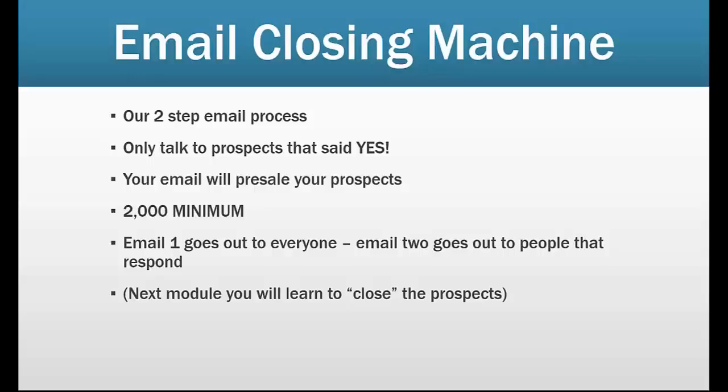Okay, so what's going to happen is you're going to set up email number one, which I'm going to give you in the next module again. Email number one goes out to everyone, all 2,000 prospects, or all 2,000 business owners whose email addresses you found. They're all going to get that initial email.